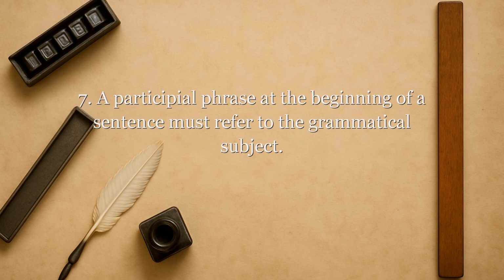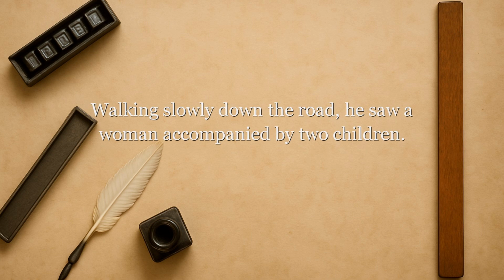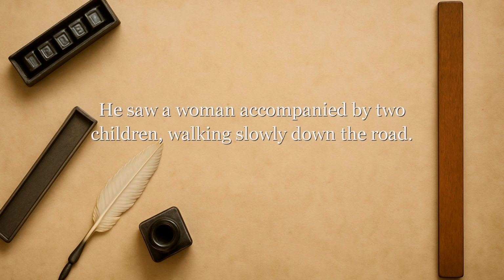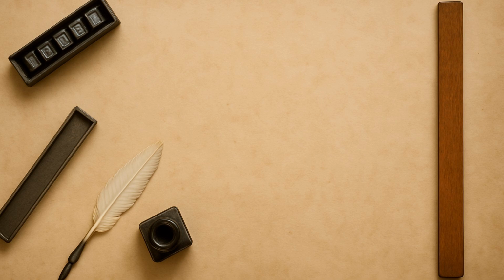7. A participial phrase at the beginning of a sentence must refer to the grammatical subject. Walking slowly down the road, he saw a woman accompanied by 2 children. The word "walking" refers to the subject of the sentence, not to the woman. If the writer wishes to make it refer to the woman, he must recast the sentence. He saw a woman accompanied by 2 children, walking slowly down the road.